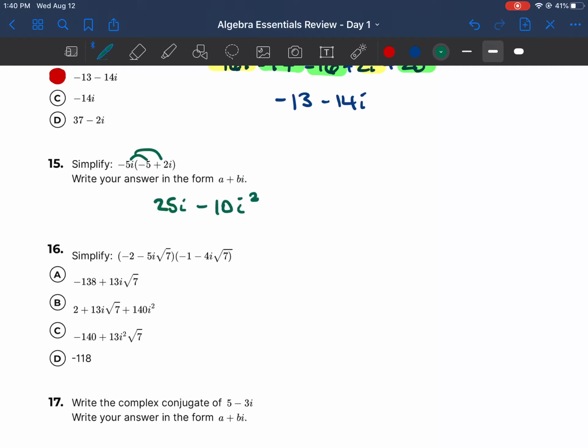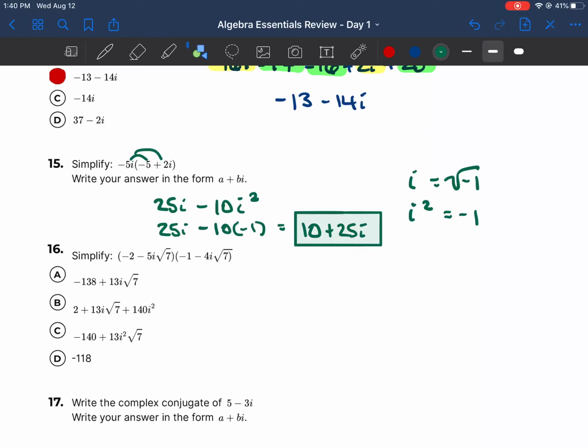Now recall from Algebra 2 that i is the square root of negative 1, which means that i squared would be negative 1. So we can say that negative 10i squared is negative 10 times negative 1, and that's positive 10. Then plus 25i, because 25i has no like terms, and that would be our answer right here. 10 plus 25i. Notice again that I'm putting the real part, which is 10, before the imaginary part, which is 25i.